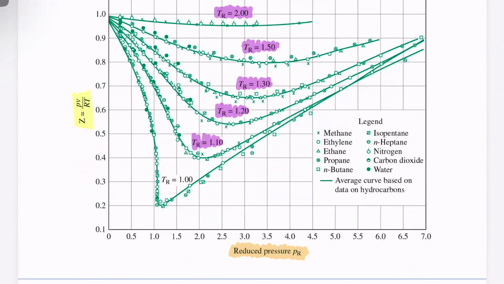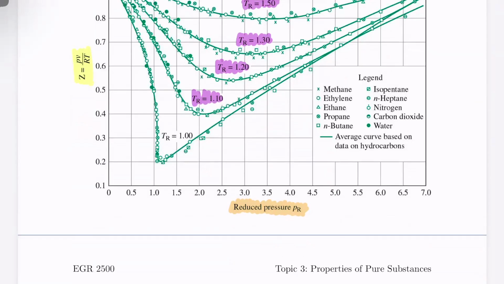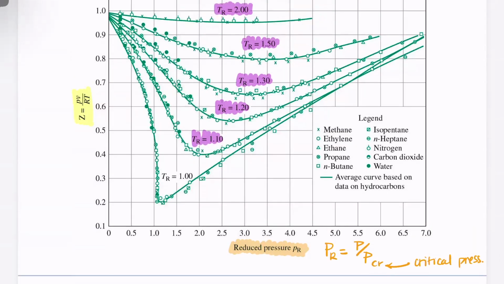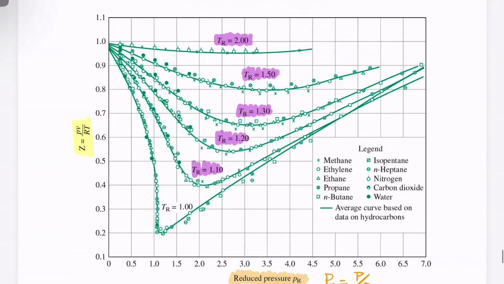Let me just write down how we figure out what reduced temperature and reduced pressure are. PR is equal to the pressure divided by PCR. So this is a critical pressure. Same thing for temperature. TR is equal to T divided by TCR. So this is a critical temperature.